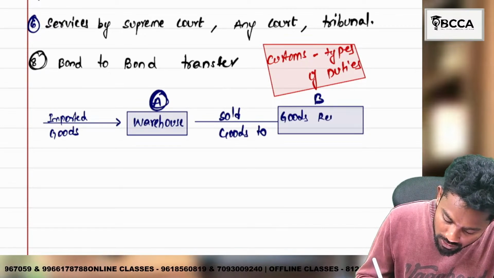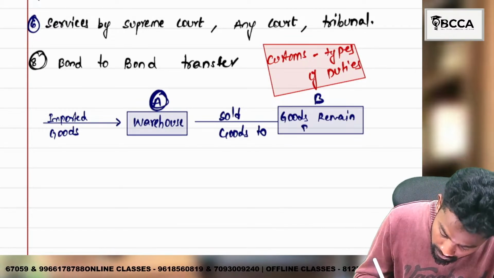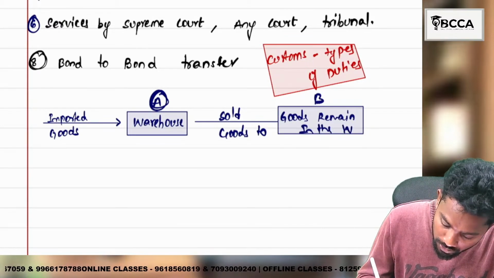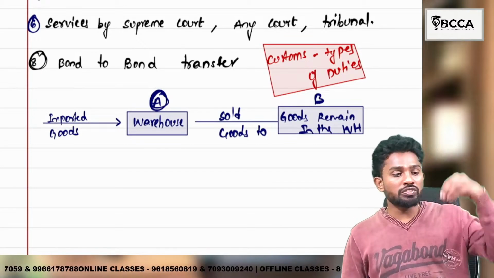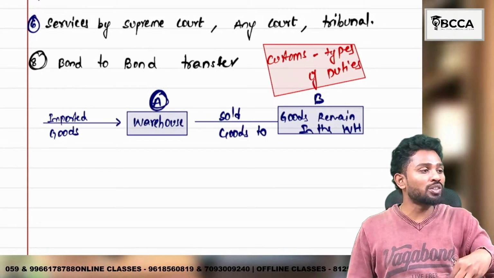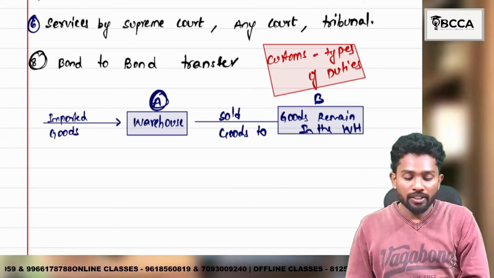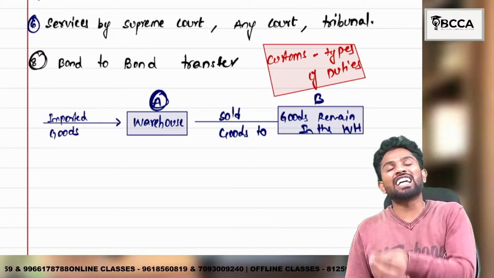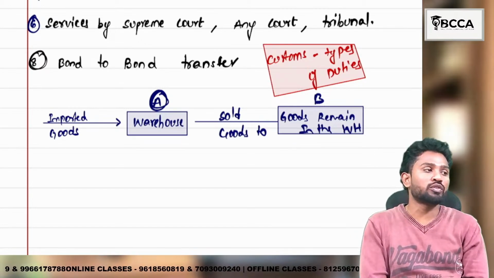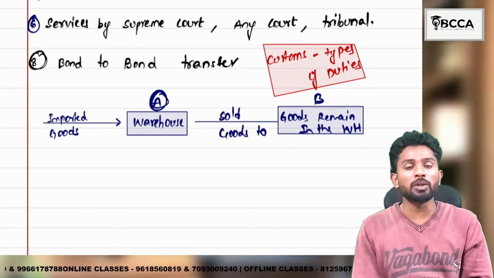Even after sale, the goods remain in the warehouse. It's not that the goods are removed. The goods remain in the warehouse, but there is a sale from A to B. So the ownership of goods is being transferred, but the goods are still remaining in the customs warehouse only. So this is called bond to bond transfer.